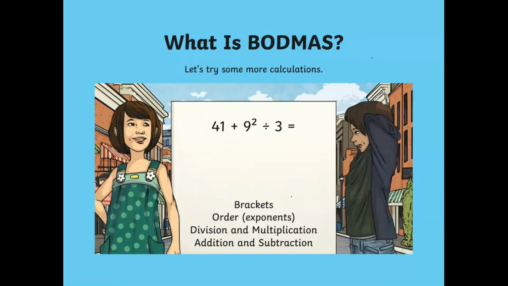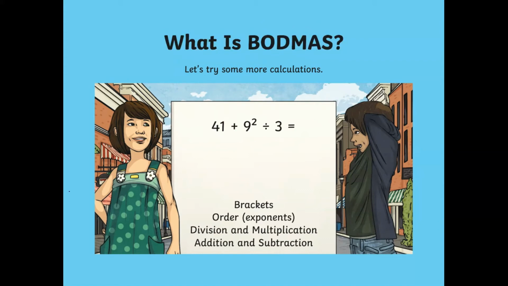Okay, let's try another one. So now we see that there is order, there are exponents. We've got 9 to the power of 2. Okay, so 41 plus 9 to the power of 2 divided by 3. We've got no brackets, so that is cancelled out. We do have order though. That is the next step.